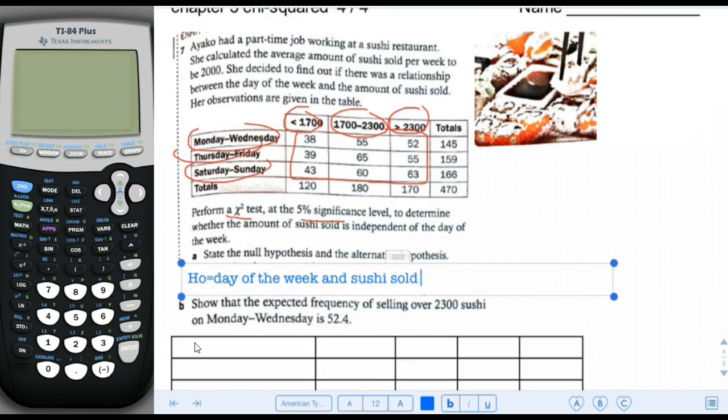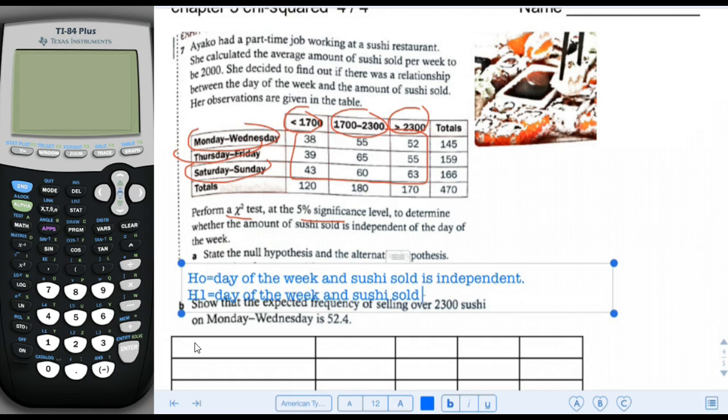And then, of course, they want the alternative hypothesis, which is H sub 1. And you're going to put day of the week and sushi sold is not independent. Please do not write dependent, because that is something else entirely. That's like saying that they cause each other, and we're not saying that. It might be a coincidence.